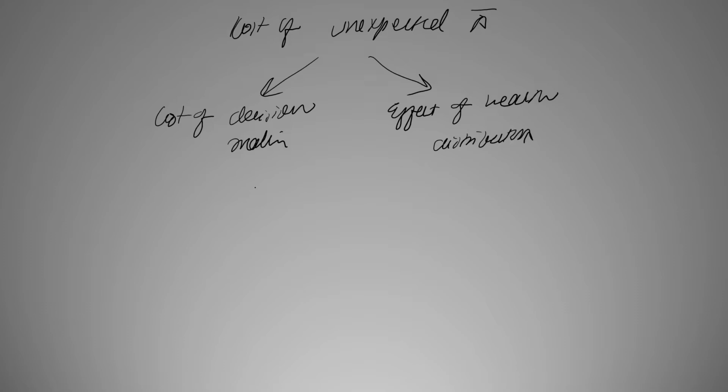Cost of decision making says that if business executives have no idea about the coming inflation, they may end up making wrong decisions that the firm will have to pay for later, right? They will not be able to take correct decisions, basically. There will always be a great uncertainty. And the second is the effect on wealth distributors.